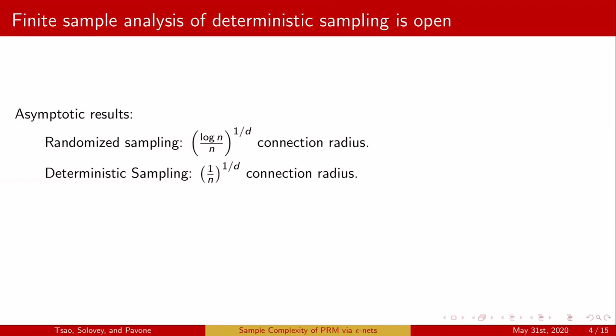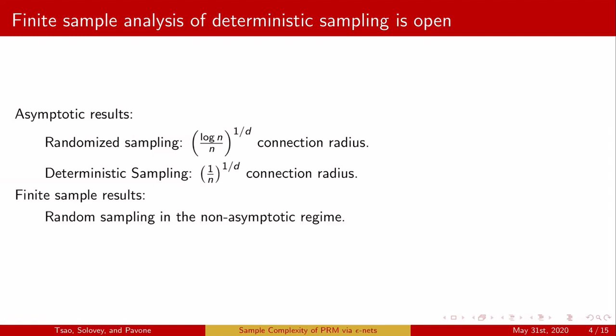But interestingly, it was later shown that deterministic sampling is more efficient than randomized sampling. And this makes sense because random sampling might oversample certain locations and undersample other locations, whereas deterministic sampling aims to get a uniform coverage of the state space so you have good visibility everywhere. But we're not really interested in asymptotic results because we're never going to have an infinite number of samples, right? So what we really care about is finite sample results.